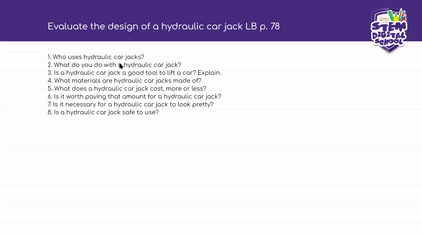All right. Next question. What do you do with a hydraulic car jack? We can all answer that one. You lift your car to change the tire. Is a hydraulic car jack a good tool to lift a car? I want you to answer yes or no, and then explain why you say a hydraulic car jack is a good tool to lift a car. Do we need this machine? Yes, ma'am. It's a good thing because it uses less input and gives us more output. That's an advantage.